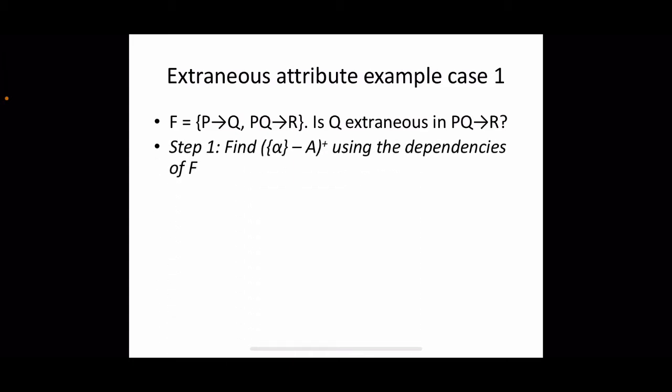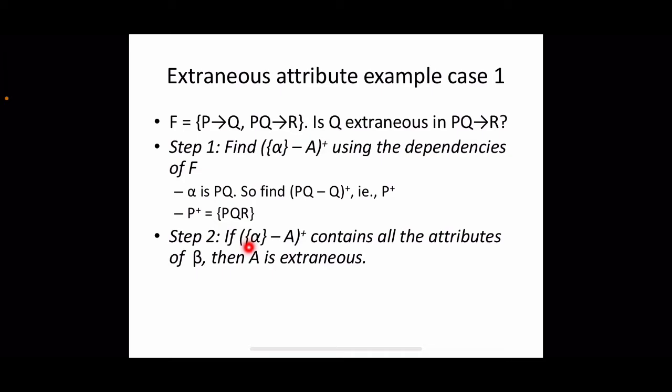So we have to find alpha minus A closure. Alpha here is PQ and A is Q. So PQ minus Q is actually P. We have to find P closure using this F. Okay. So P closure, if we are applying the algorithm, we will get PQR as P closure. Whether it contains this beta, beta here is R, right? Yeah, it's there. This P closure contains R. So actually this Q is extraneous.